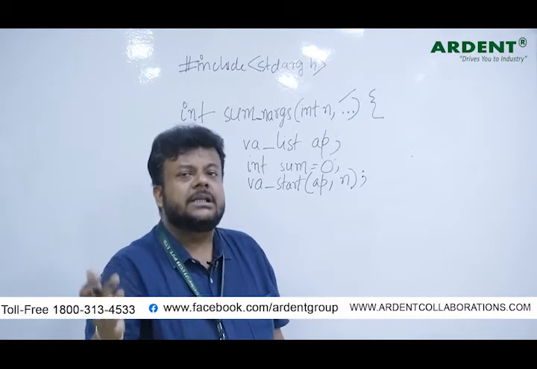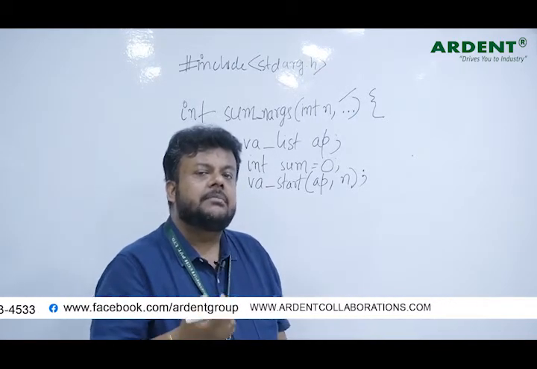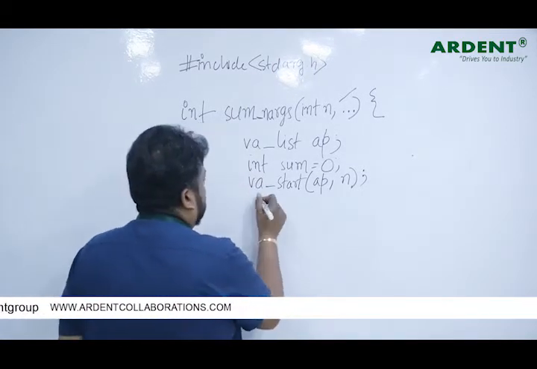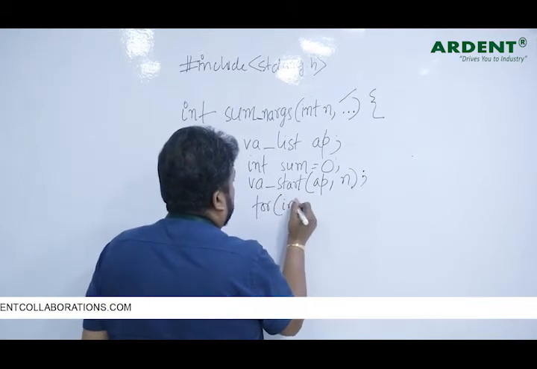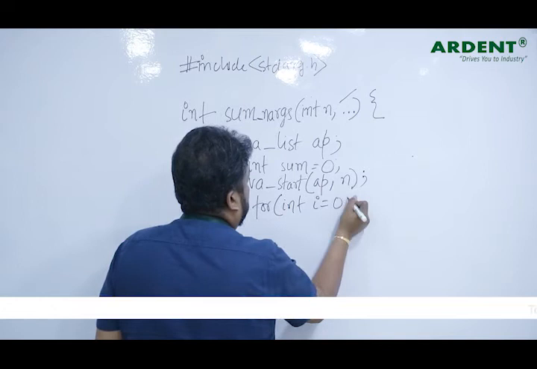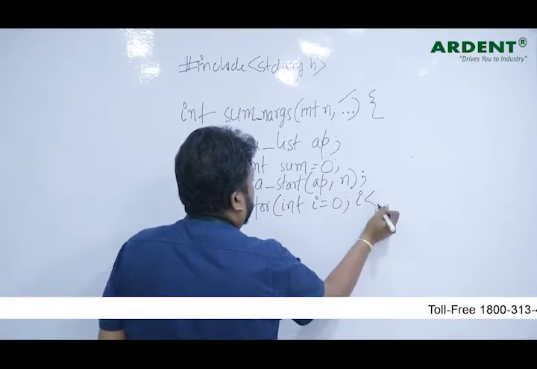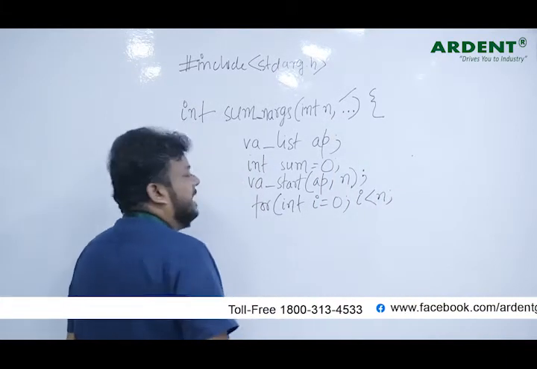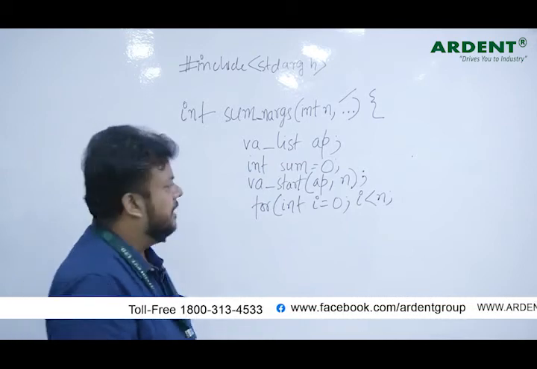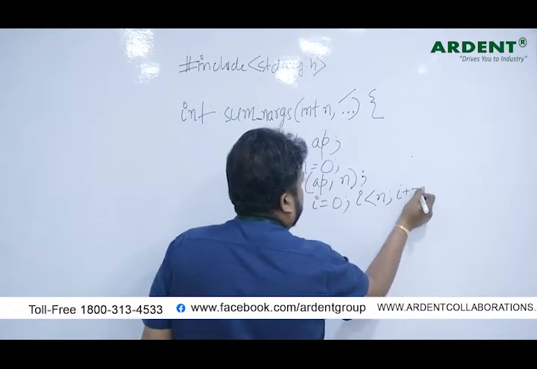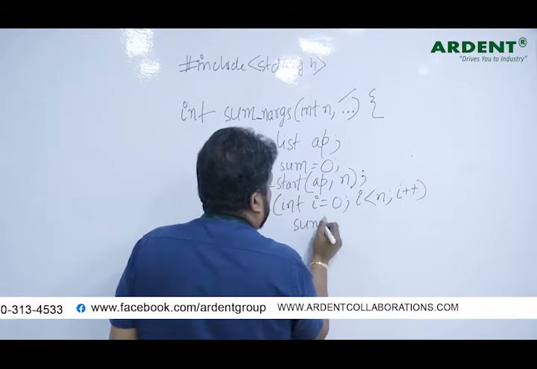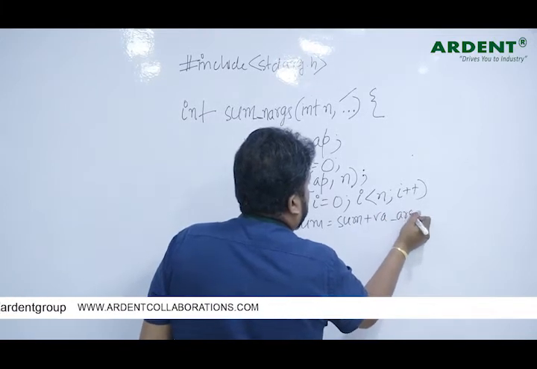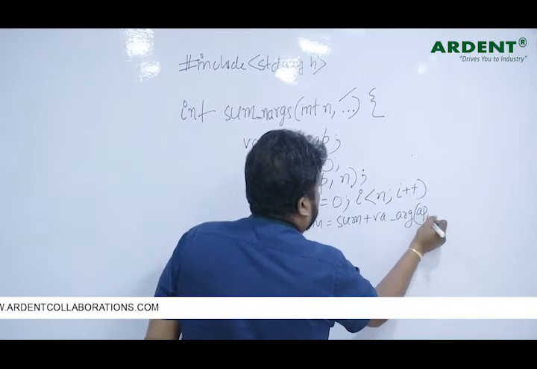Now once it is pointing to the first unnamed argument, we can just loop through the list and keep on adding the numbers and store that in the variable sum. So we will write a loop. The loop looks like this: for i equal to 0, how many times will the loop run? The loop will run n number of times, because n is the indicator of the number of unnamed arguments we have. i plus plus. sum is equal to sum plus va_arg(ap, int).